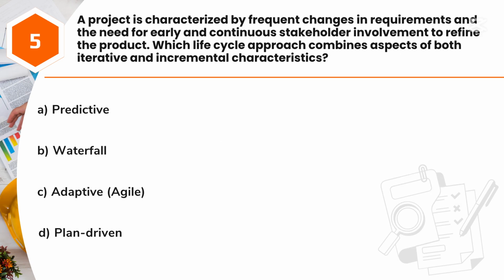Question 5. A project is characterized by frequent changes in requirements and the need for early and continuous stakeholder involvement to refine the product. Which life cycle approach combines aspects of both iterative and incremental characteristics? A. Predictive. B. Waterfall. C. Adaptive, Agile. D. Plan-driven.